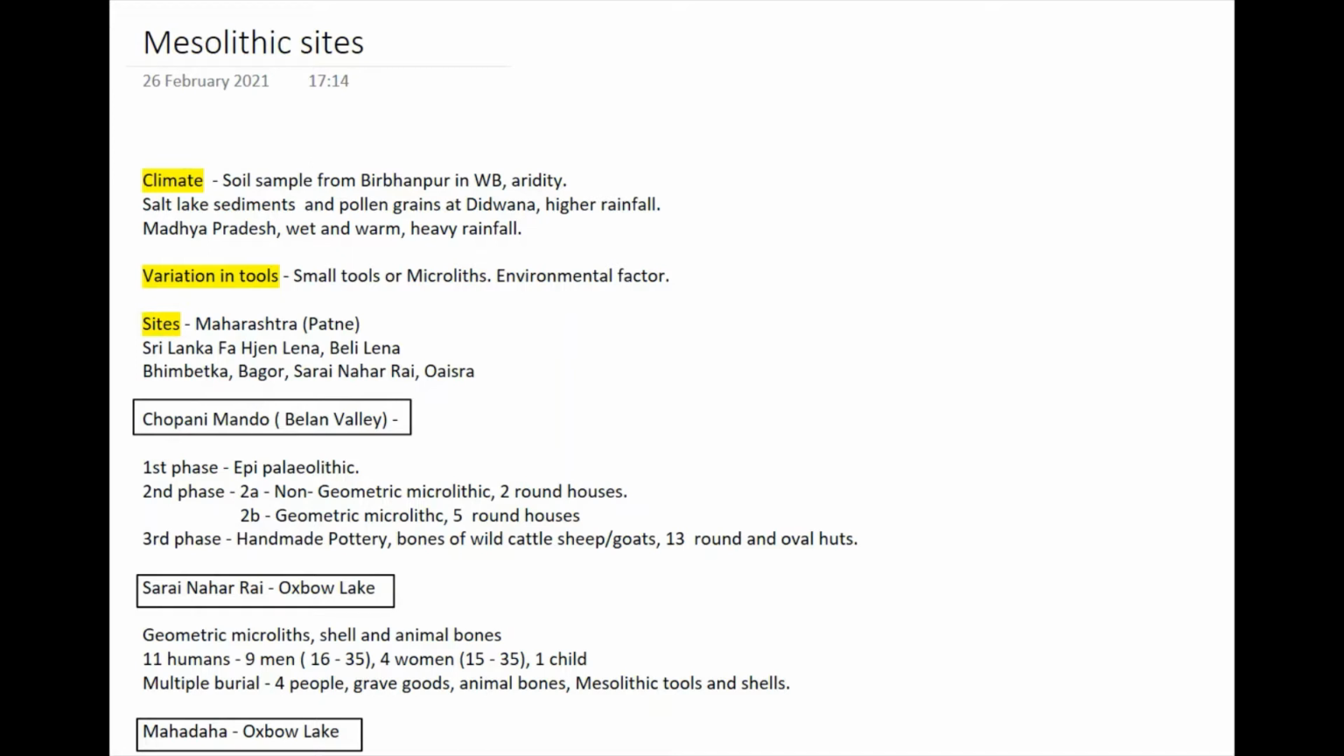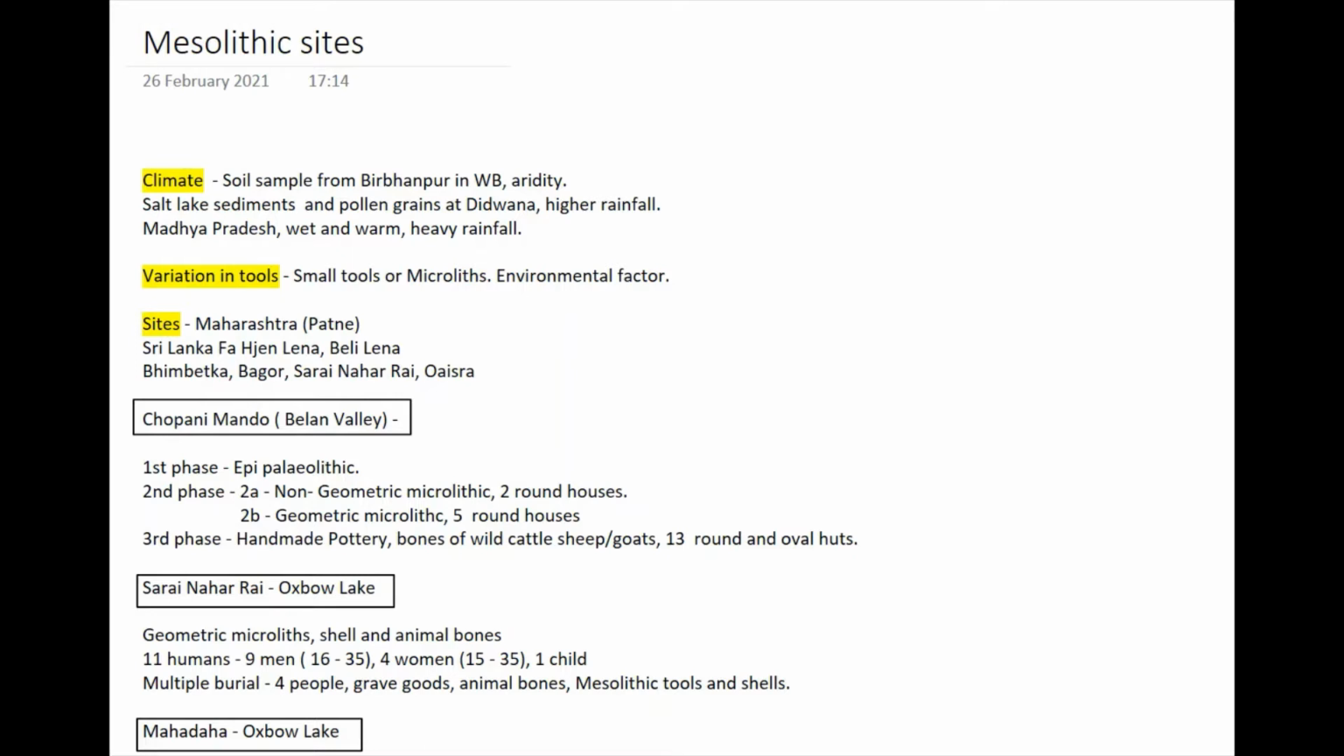Mesolithic sites reflect different levels of sedentariness. It just means occupation, and some seem to have been permanent or semi-permanent settlements, or at least settlements that were repeatedly inhabited over a long period of time. Pottery was absent in most of the Mesolithic sites, but it did occur at Langhnaj in Gujarat and the Kaimur region of Mirzapur in UP.